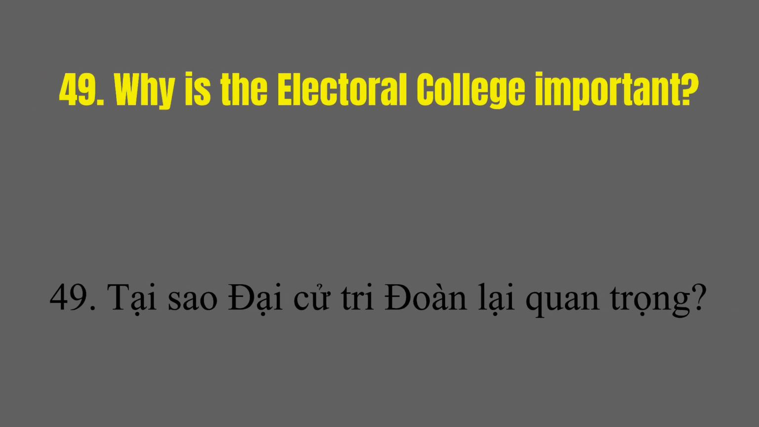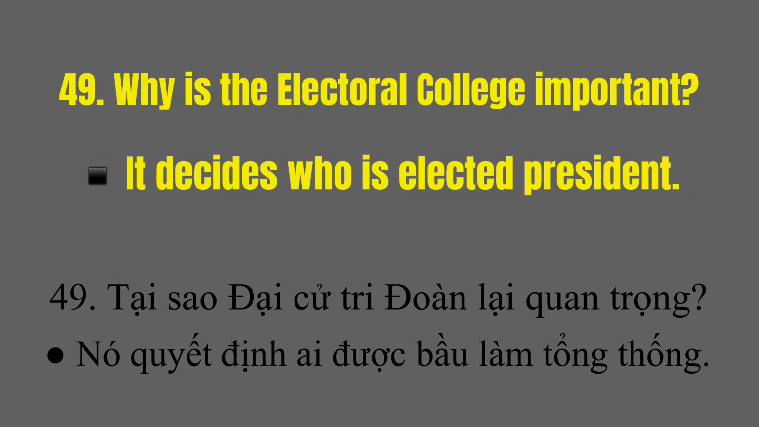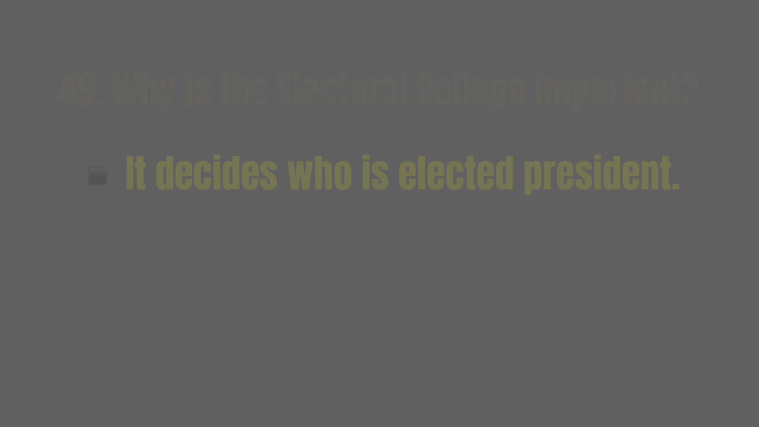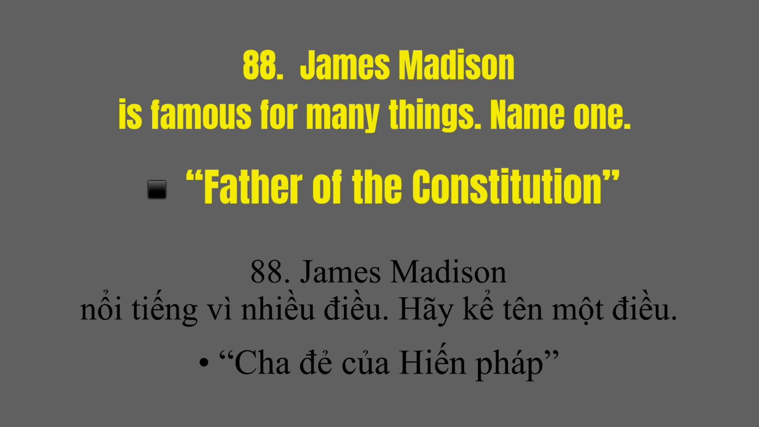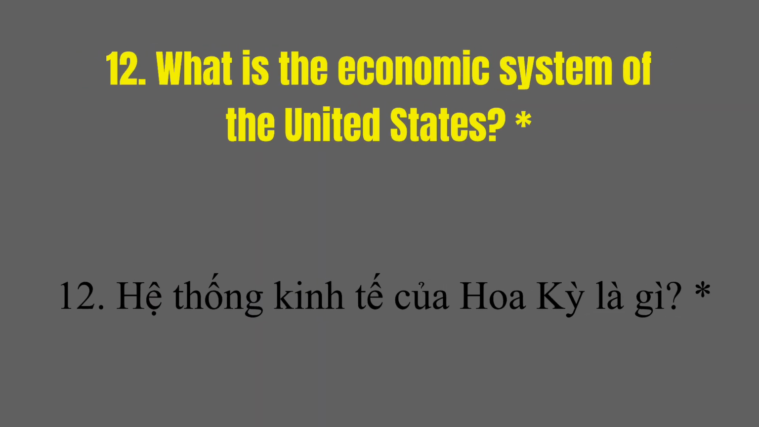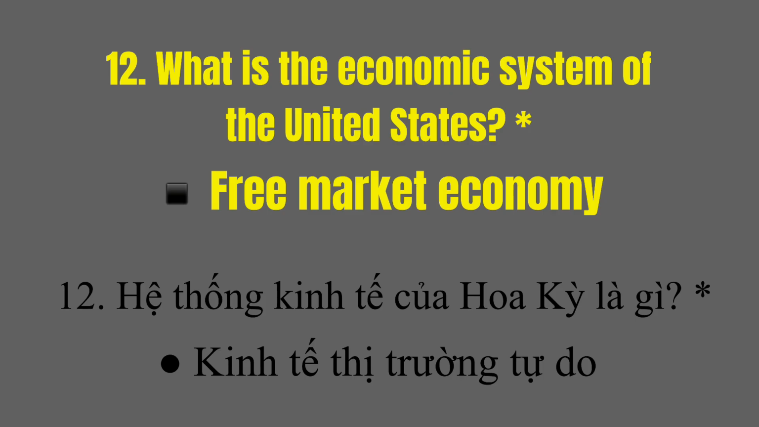Why is the Electoral College important? It decides who is elected president. James Madison is famous for many things. Name one. Father of the Constitution. What is the economic system of the United States? Free market economy.